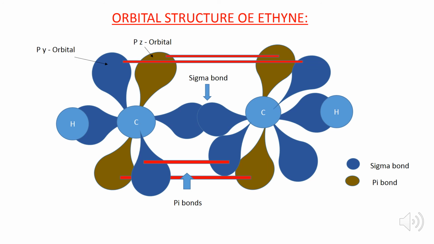Now look at the unhybridized orbitals. Here, two unhybridized orbitals on parallel overlapping form two pi bonds. And we know that pi bonds are not involved in the hybridization; they form by parallel overlap. So the linear molecular geometry will be there in the case of sp hybridization and the bond angle will be 180 degrees.